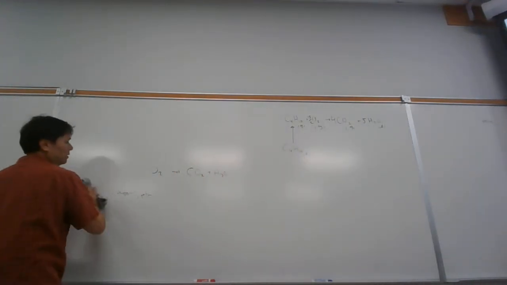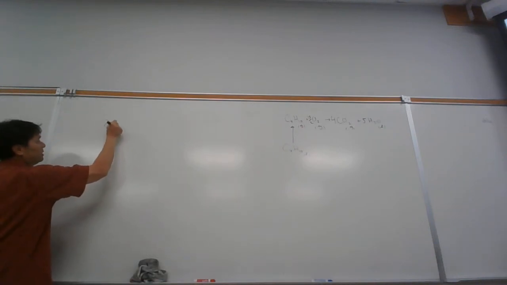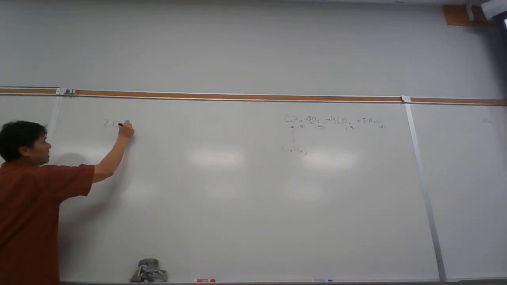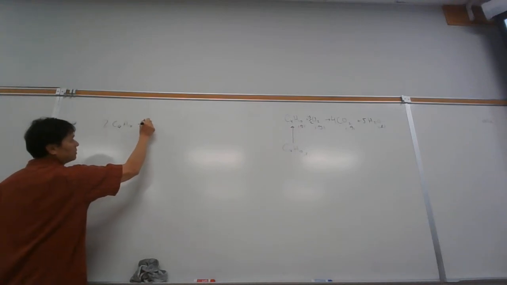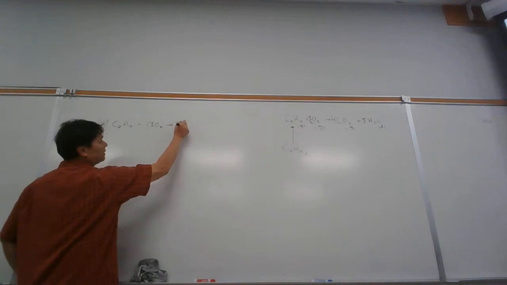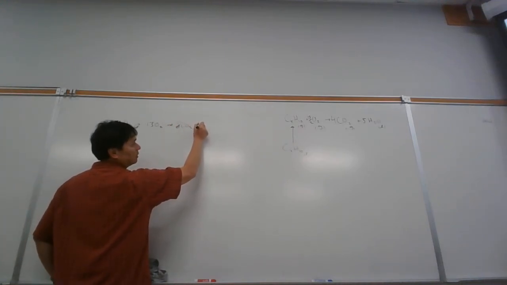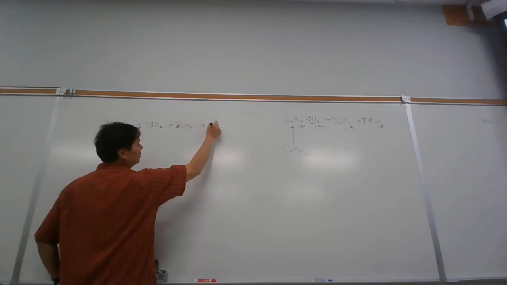And therefore, we have to get rid of the fraction, which means we'll double everything. So we'll get 2 butanes, 2 C4H10s, plus 13 O2s. This is going to yield 8 CO2s plus 10 H2O liquids.